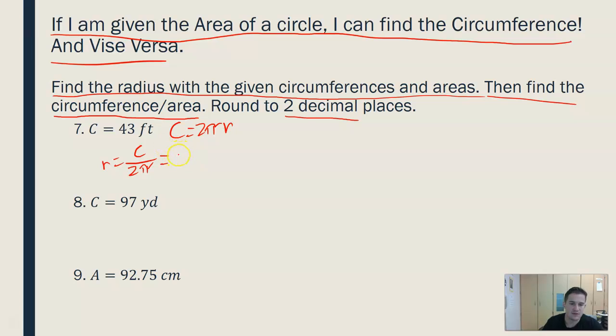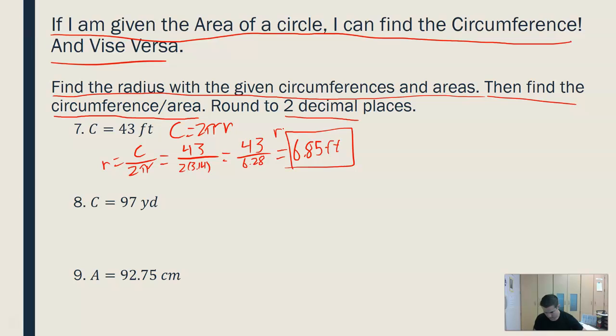Well, that means the radius is equal to 43, because that's the circumference, divided by 2 times 3.14. Well, I better do the bottom of the fraction here. So 2 times 3.14 is 6.28. 43 divided by 6.28 is 6.85. That's my radius. Okay, well, so what? Why did I want to find the radius? Well, because now that I have the radius, I can find the area. Because area is equal to pi r squared.